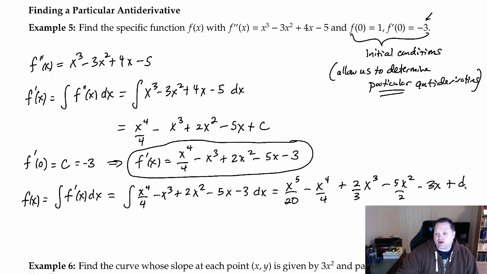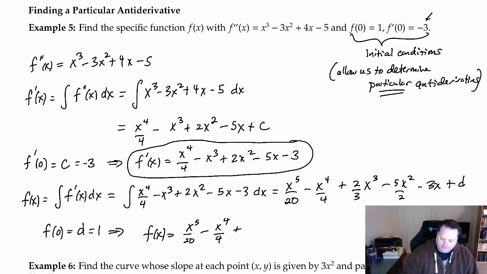Now, in order to find that arbitrary constant, I have to know something about f, and I do. f at 0 is 1. So if you plug x equal to 0 in, it gets rid of all of these, leaving you with just d, so I know that d is 1. And my function is this.